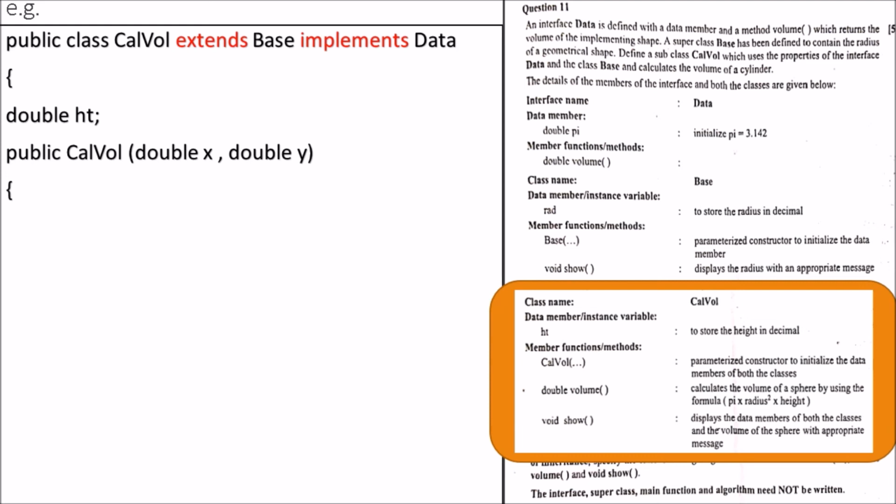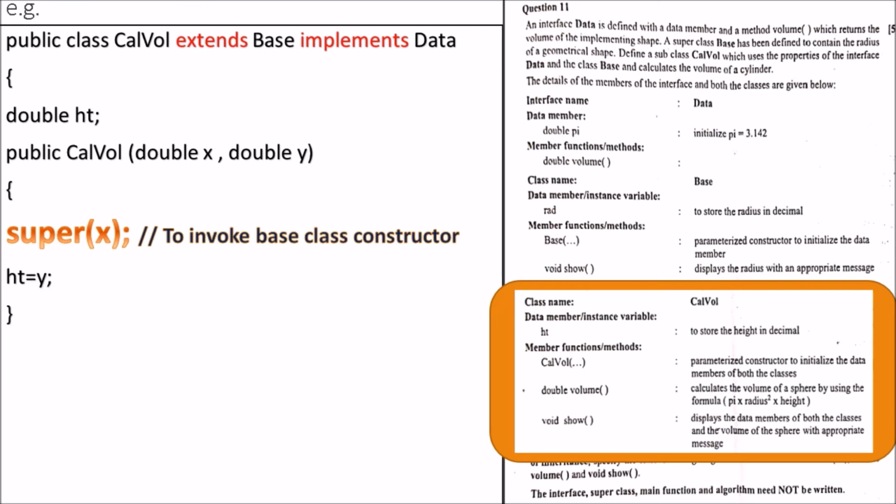Okay, so we are taking two parameters. Double x is for the base class variable rad, and y we are taking for this ht. So first we need to invoke the parameterized constructor of its base class. So we should write super. So super x we are writing to invoke the base class constructor. Then we can initialize this ht with the help of y. So this is the definition of the parameterized constructor of its derived class.